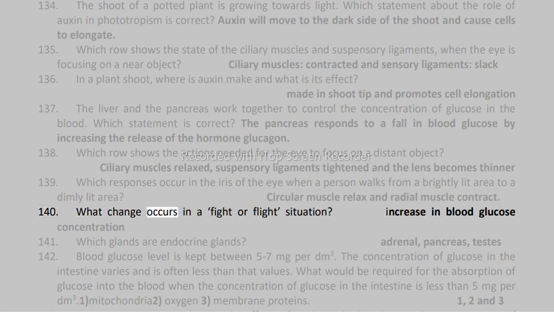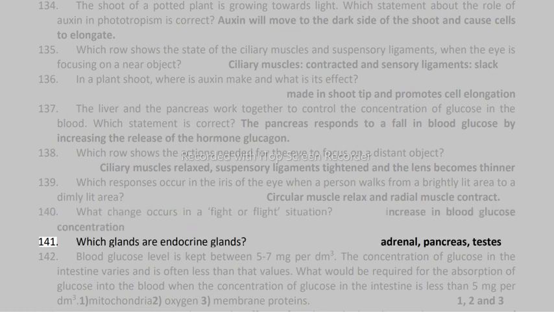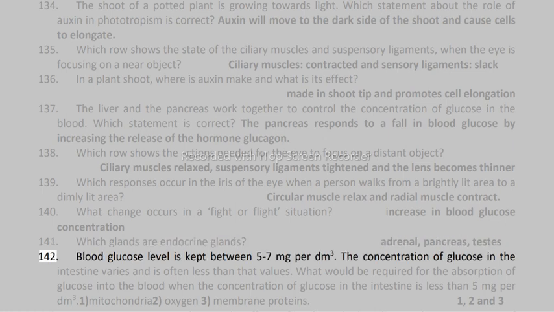140. What change occurs in a fight or flight situation? Increase in blood glucose concentration. 141. Which glands are endocrine glands? Adrenal, pancreas, testes.